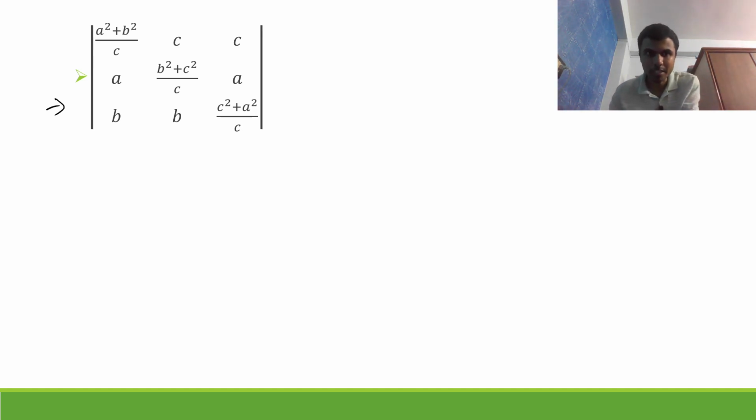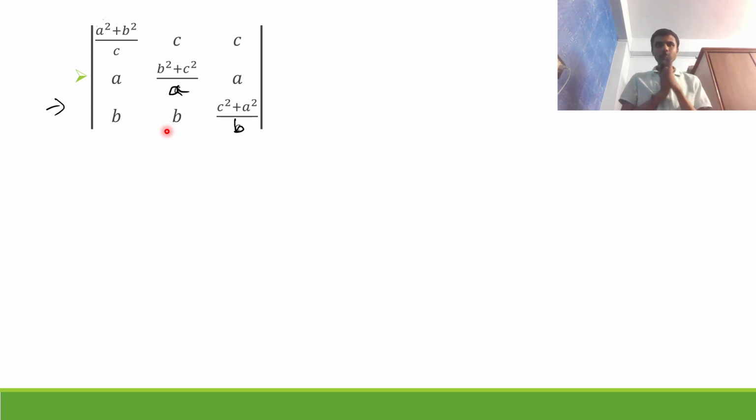See carefully. Analyze this. There is a by C. Okay, I'm sorry, there is a mistake. This is by A, and this is by B. Sorry for that. Now you see in the first row I have by C, in the second row I have by A, and in the third row I have by B.